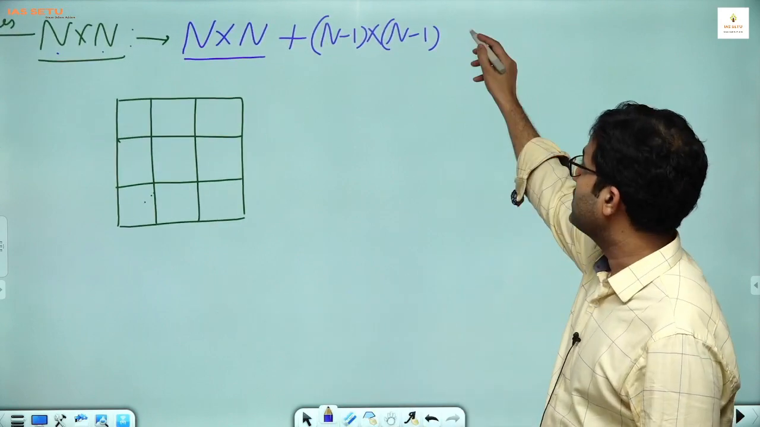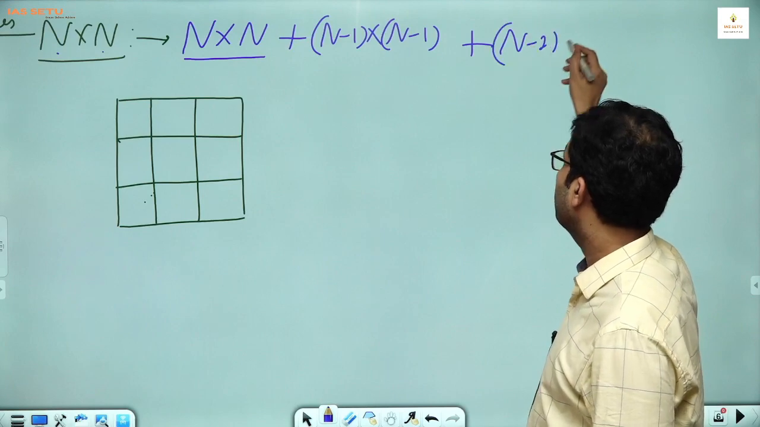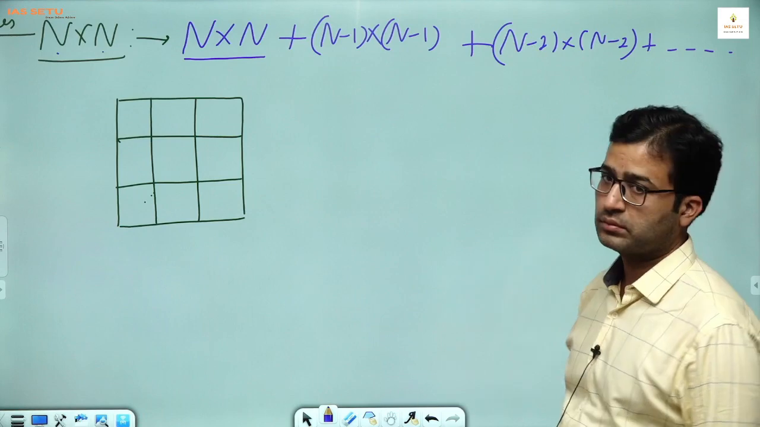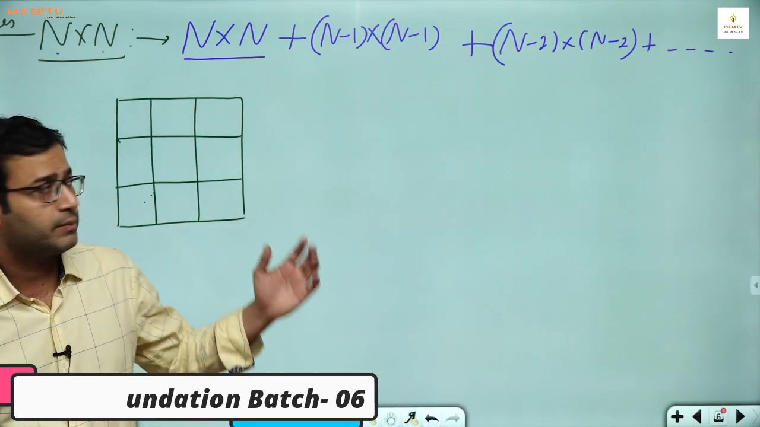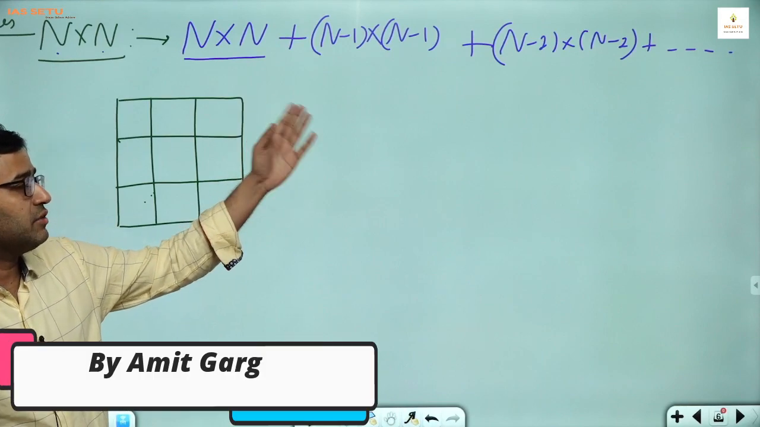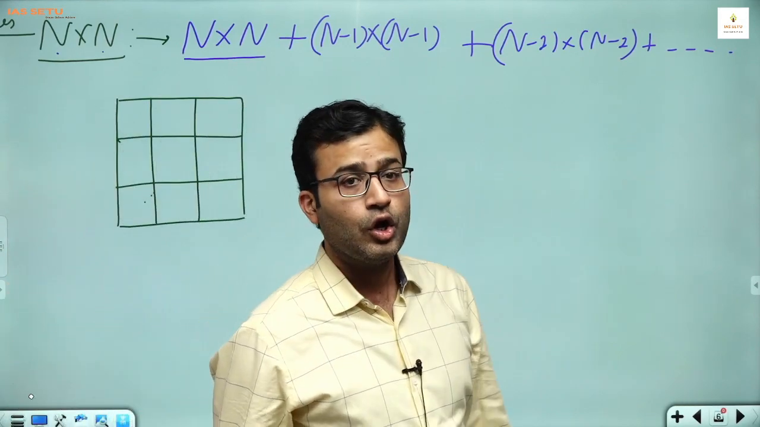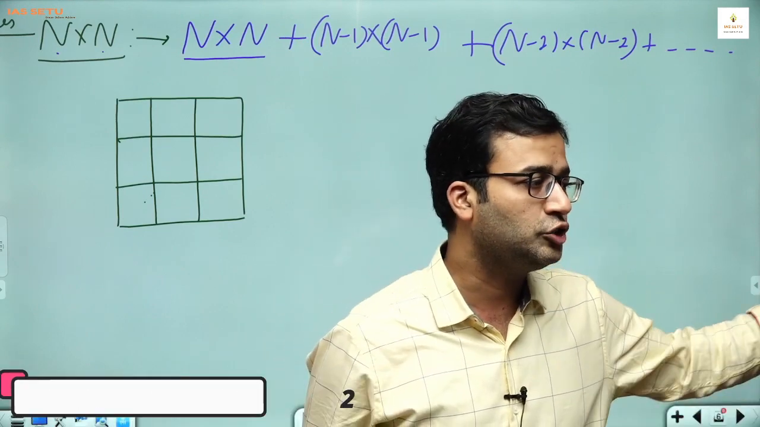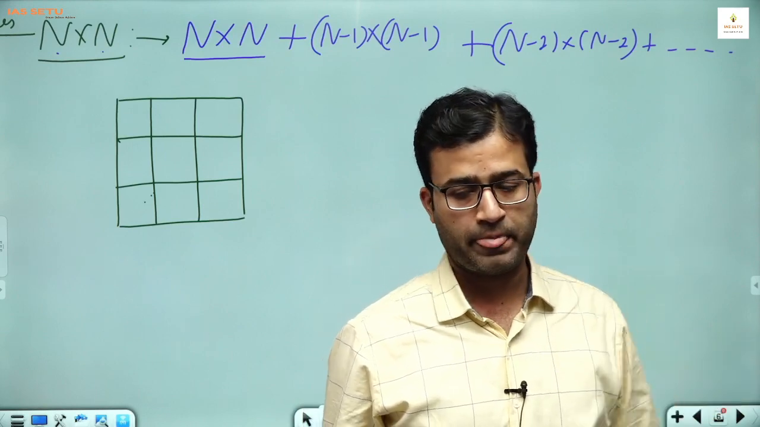Plus, further subtract 1, n minus 2 into n minus 2 and so on. Start with n into n, keep on subtracting 1 and multiply: n minus 1 into n minus 1, n minus 2 into n minus 2 and so on. You keep on subtracting 1, later on you will get 1 into 1, 0 into 0. The moment we get 0 into 0, we will stop.